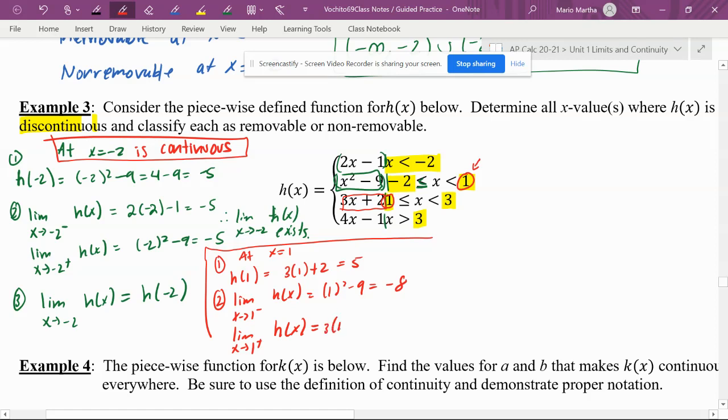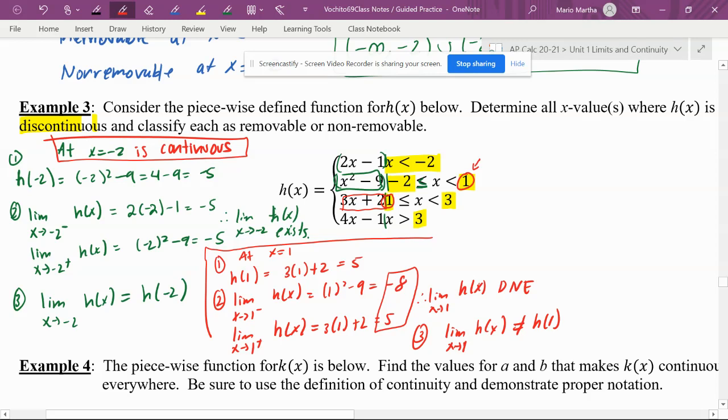That would be 3 times 1 plus 2 equals 5. So now if you notice, again, these two values differ. So we can say, therefore, the limit as x approaches 1 of h of x does not exist, right? And since that condition is already not met, the third one is also false, right? The limit as x approaches c, in this case 1, of h of x does not equal h of 1.